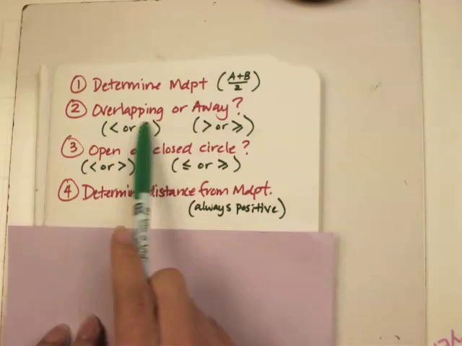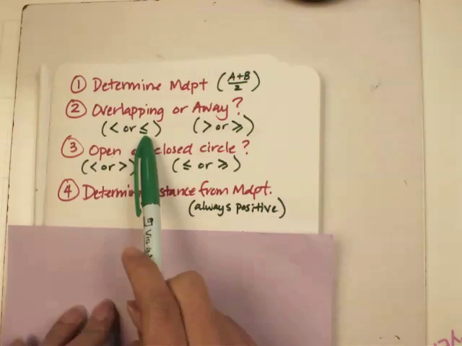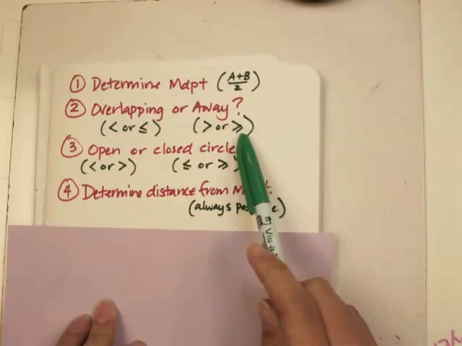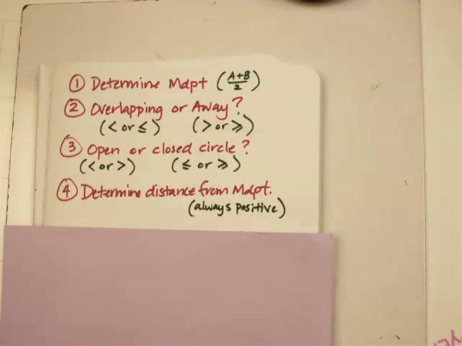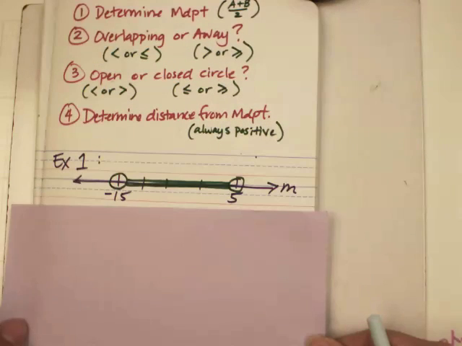You have to figure out, is it going to be overlapping or are they going to be pointing away? Okay, if it's less than or equal to, they will be overlapping. If it's greater than or equal to, it will be pointing away. Step 3, you have to figure out if it's an open or closed circle. Step 4, you have to determine the distance from the midpoint. What is that distance?